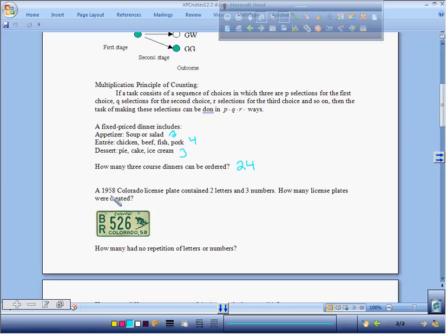Now, Colorado license plates, 1958. Colorado license plates contain 2 letters and 3 numbers. How many license plates were created? So the way you can think about this, anyone tell me?